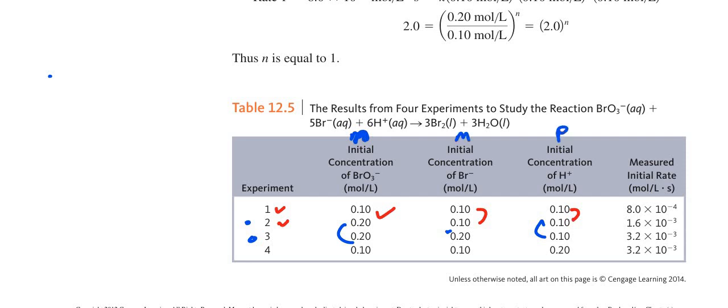We're looking for P. So to get the P, you're now going to use experiment number 1 and 4, because these are kept constant, but this guy is changing. So this is basically how you play around with this. This is what you have whenever you are given the rate law.